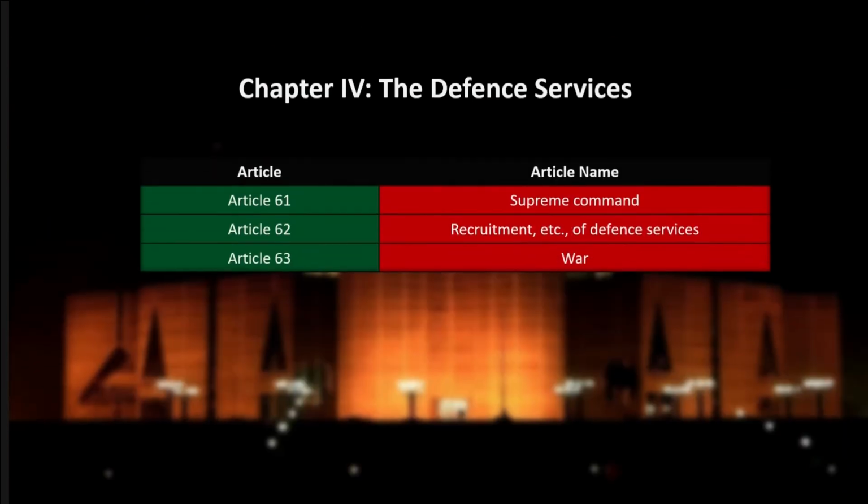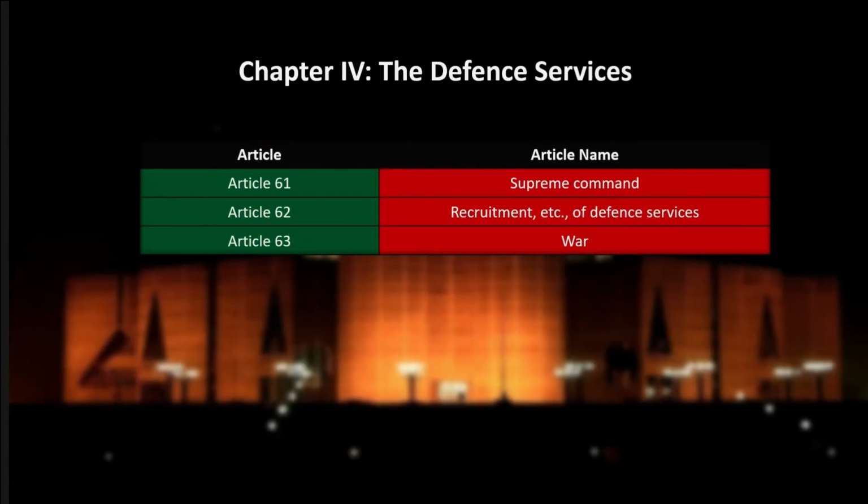Then, Chapter 4, the Defense Services. Chapter 4 mainly deals with the armed forces of Bangladesh. It declares that the President is the Commander-in-Chief of the Armed Forces of Bangladesh. The extent of the exercise of such powers will be determined by law. Maintenance, regulation, granting commissions, and appointment of the Defense Chief of Staff and other matters shall be handled by the Parliament by defined laws. The Parliament also reserves the exclusive right to declare war.